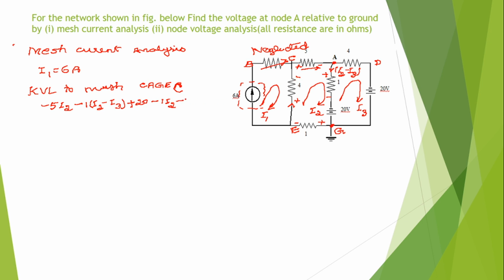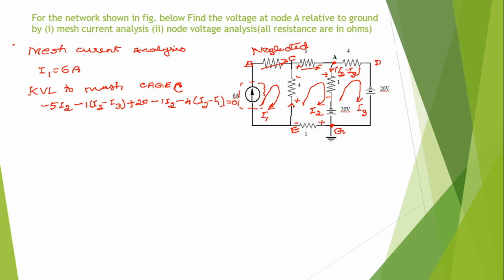What is the voltage value? 4 into I2 minus I1 equal to 0. Because according to the KVL, the sum of the voltage in a closed path is 0. So here voltage falls, plus to minus. Here also in this path, plus to minus. Here minus to plus, voltage rise. So 5 elements in the network, so 1, 2, 3, 4, 5 voltage drops in the network.